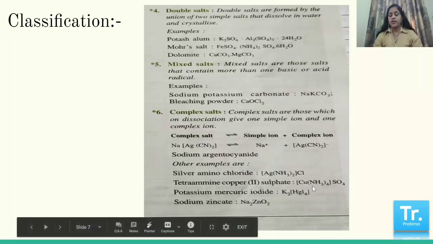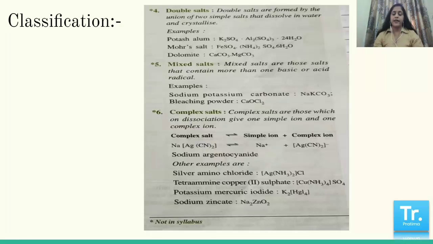Others are silver aminochloride and tetrachloride sulfate. Tetrachloride sulfate, we did it in analytical chemistry. Potassium mercuric iodide, sodium zincate, these are all there in your chapters somewhere or the other, so you should know how to classify them.